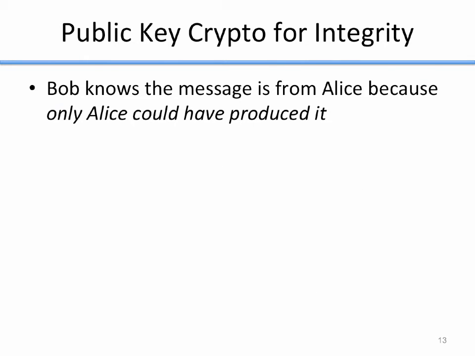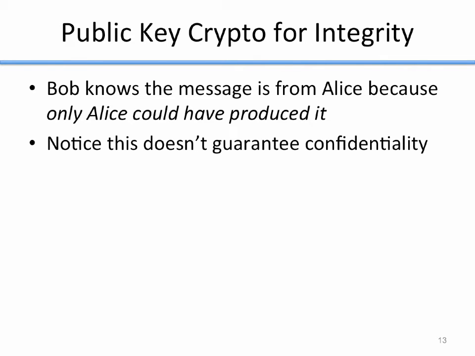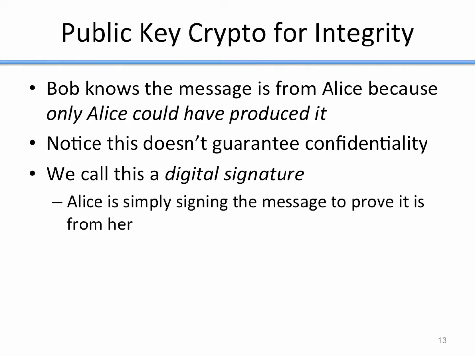So when Bob decrypts the message using Alice's public key, he knows the message is from Alice because only Alice could have made it. That message can only exist if someone used Alice's private key to create it. So that implies that Alice was the one who created the message. Like I said, this does not guarantee confidentiality. And we call this a digital signature because we're not providing confidentiality of any sort, but really Alice is simply signing the message to prove it's from her. She's simply saying, this letter's from me, and she adds her digital signature using her private key.